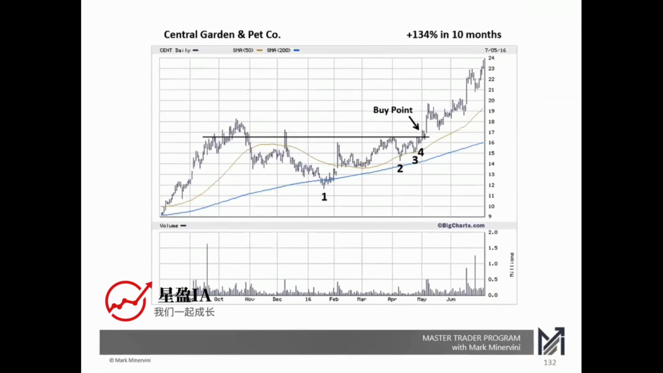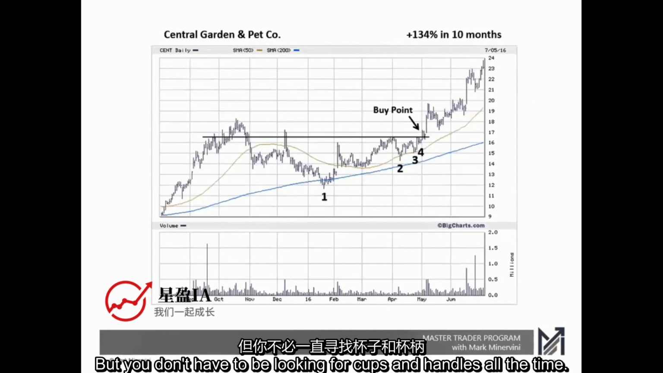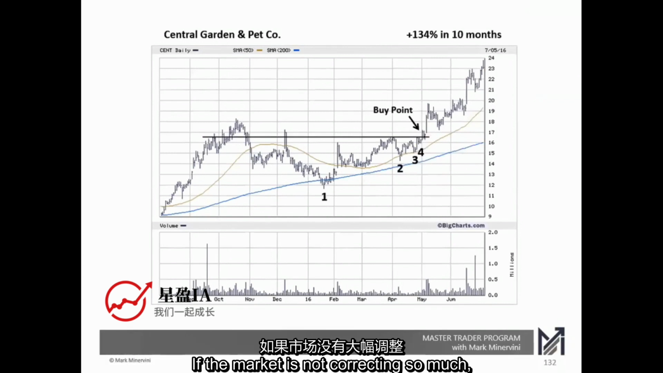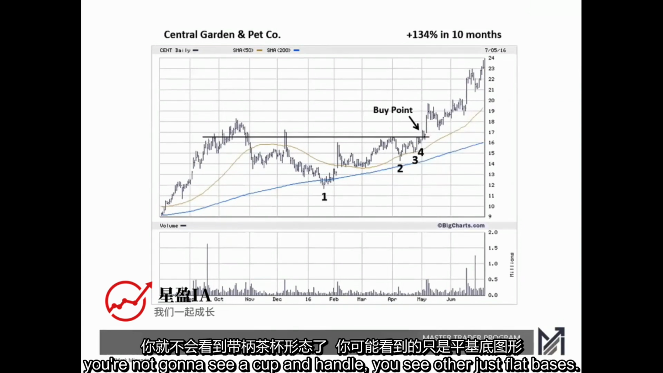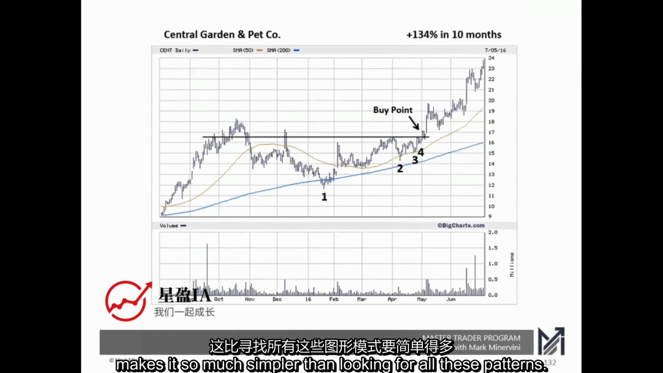You want to see the contraction going on, but you don't have to be looking for cups and handles all the time. They actually don't exist. They don't happen that often. Cups and handles occur when you go through a correction. And if the market's not correcting so much, you're not going to see a cup and handle. You see other just flat bases. So that's why I say just draw the line. It makes it so much simpler than looking for all these patterns.